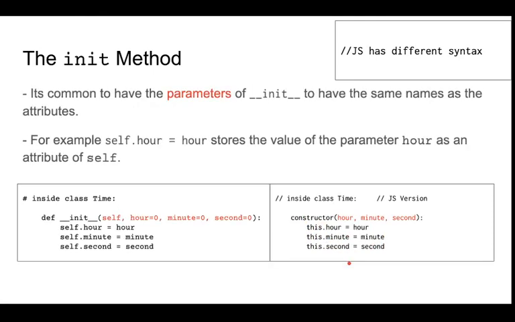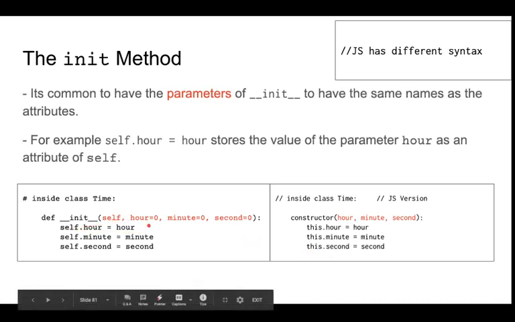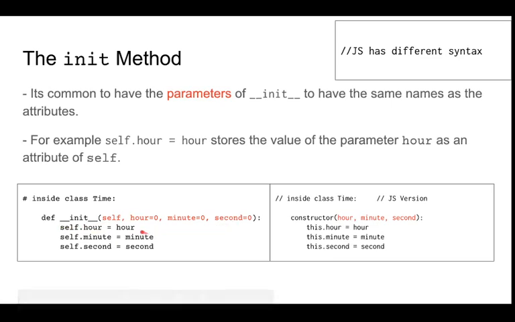And it's common for the parameters of init to have the same names as the attributes. So notice here you have hour, minute, and second. So this first line here, self.hour equals hour, stores the value of the parameter hour into an attribute of self.